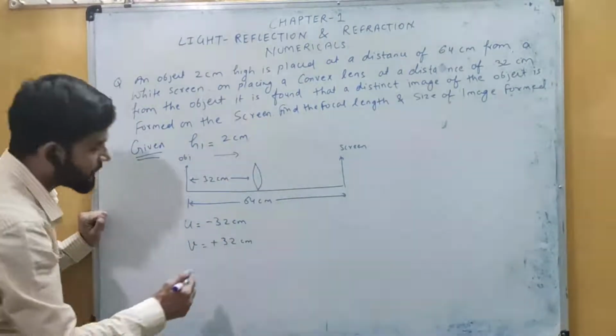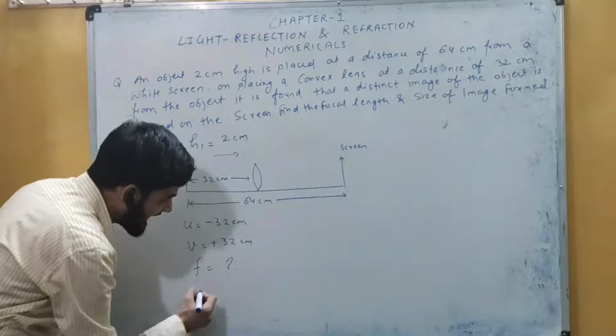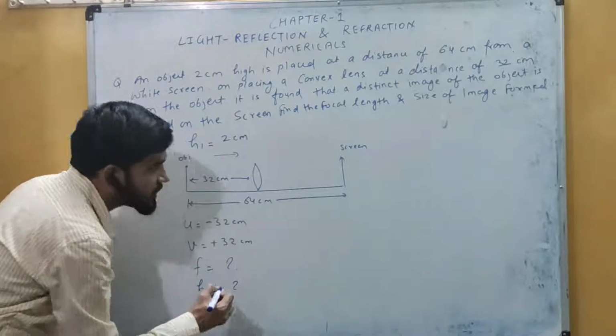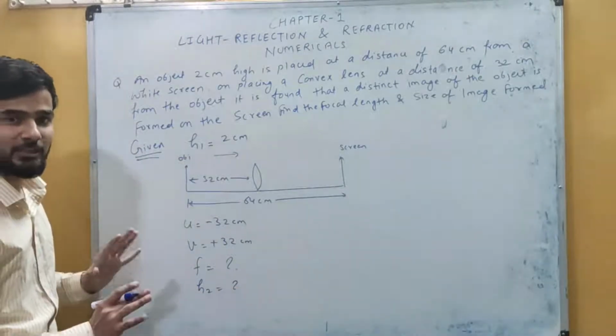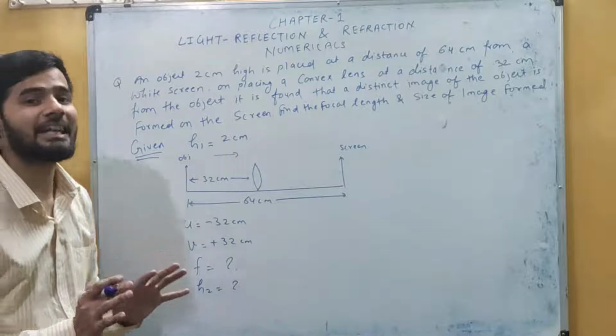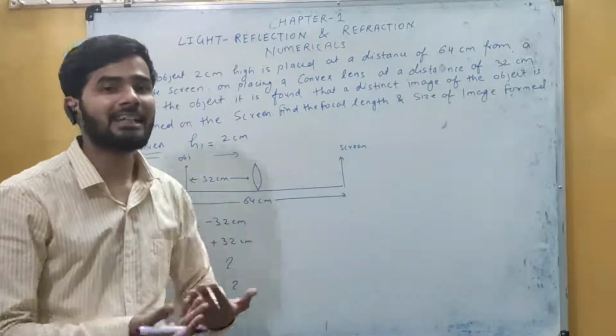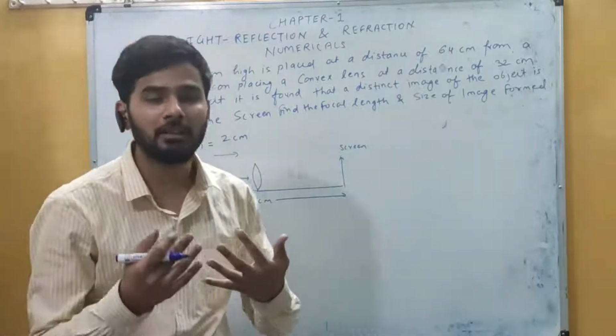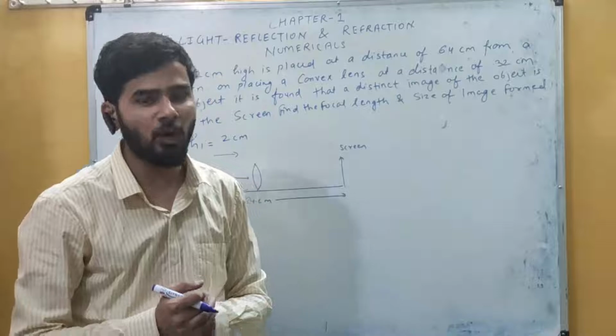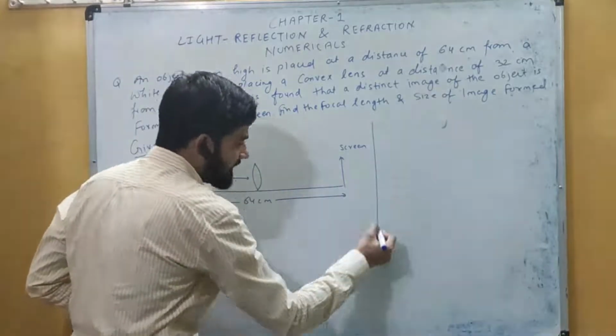Okay, now here what we have to find? We have to find the focal length and the size of the image, that is h2. Okay, understood? So first thing is to understand the numerical and then we can easily solve it by considering the lens formula or the magnification formula. Okay, now here let us solve this.